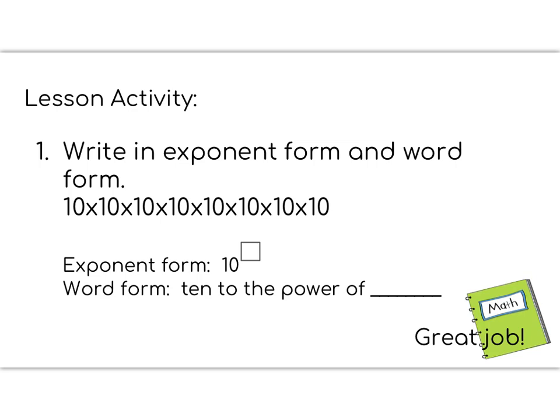We've come to the end of our lesson. It's time for the lesson activity. Today's lesson activity says write in exponent form and word form. And I've given you a little bit of help here. So exponent form would be 10 to what power? So you need to fill in this little box right here. How many 10s do I have? And word form would be 10 to the power of what? So that should be the same answer as what's in the little box. That means how many times am I multiplying times 10?